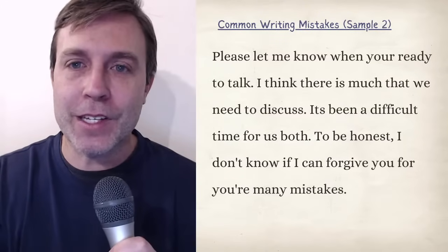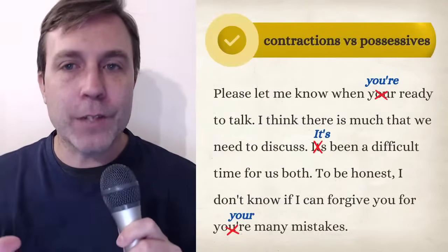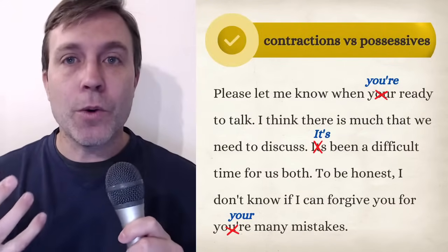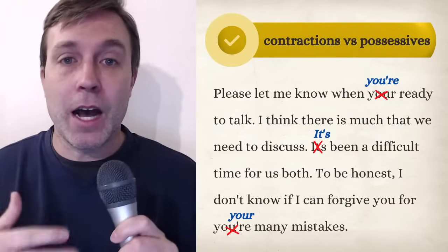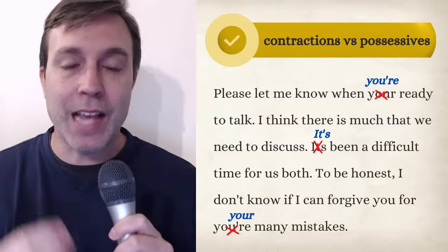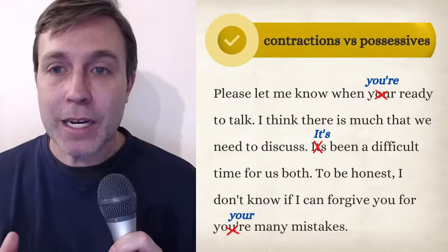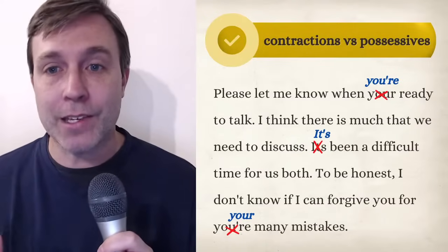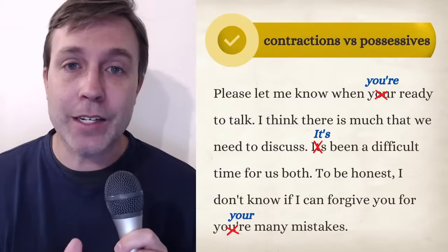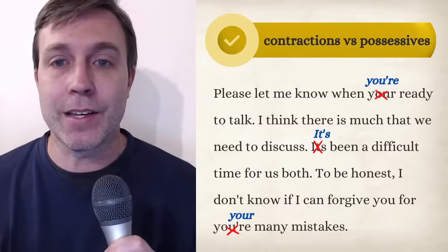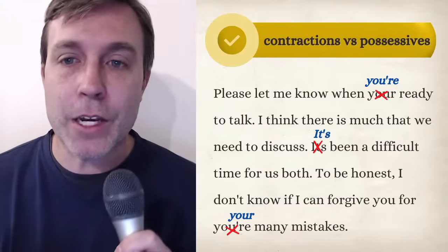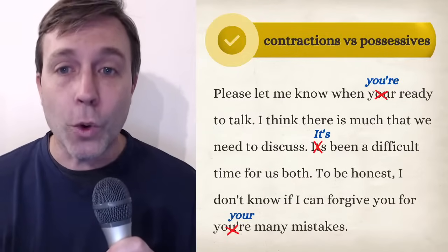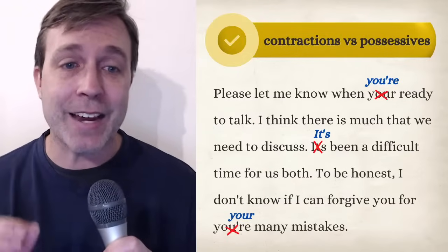So the 3 mistakes all have to do with contractions versus possessives. These are homonyms. These are words that sound the same, but have a different meaning. You're, the contracted form, or your, the possessive form, or it's, the contracted form, or its, the possessive. So in that first sentence, please let me know when you're ready to talk. You're ready to talk. We need that apostrophe.